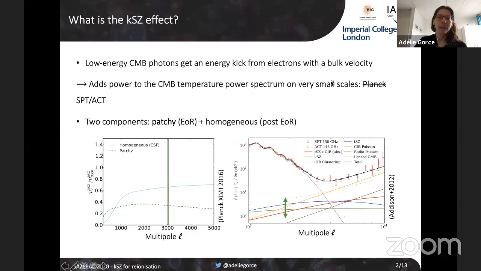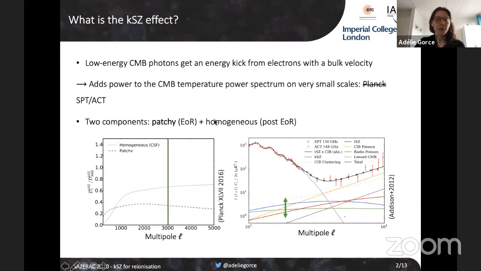The kSZ effect is when low-energy CMB photons scatter off electrons that have a bulk velocity with respect to the CMB rest frame. This results in the photons getting an energy kick, adding power to the CMB temperature power spectrum on very small scales. You have two components. The first one, the one we're interested in now, is the patchy component. It's when your CMB photons scatter off electrons in ionized bubbles along the line of sight during reionization. The angular spectrum is the one you see here in the dashed line. It's a bit bumpy.